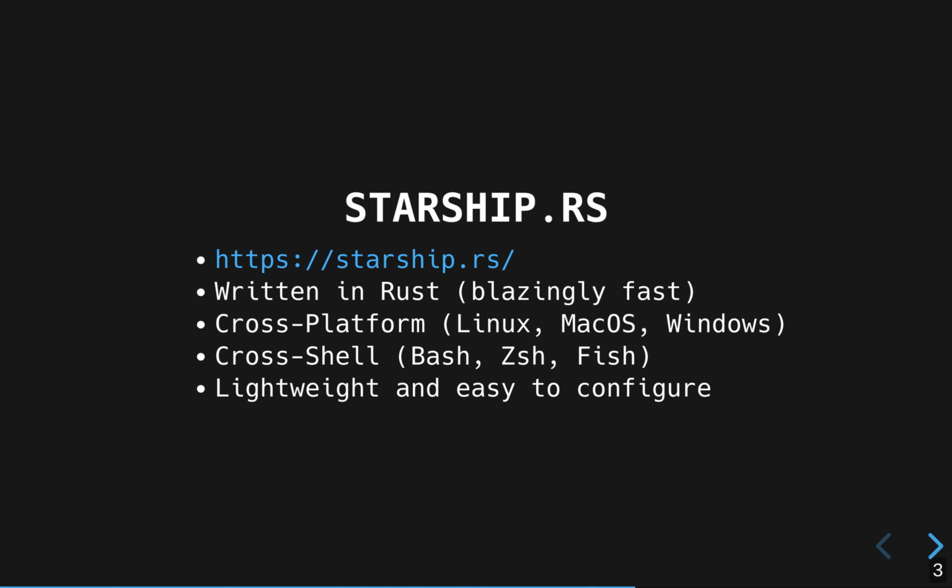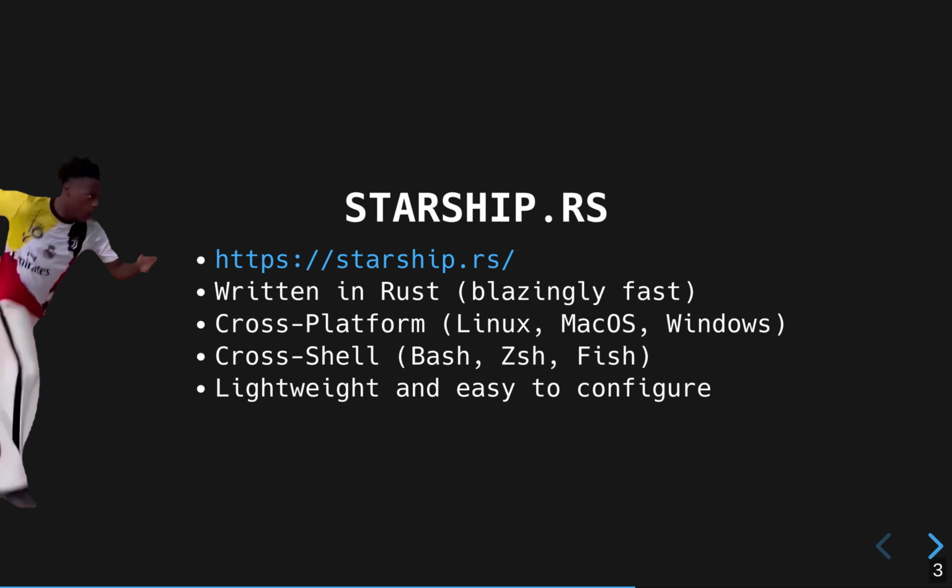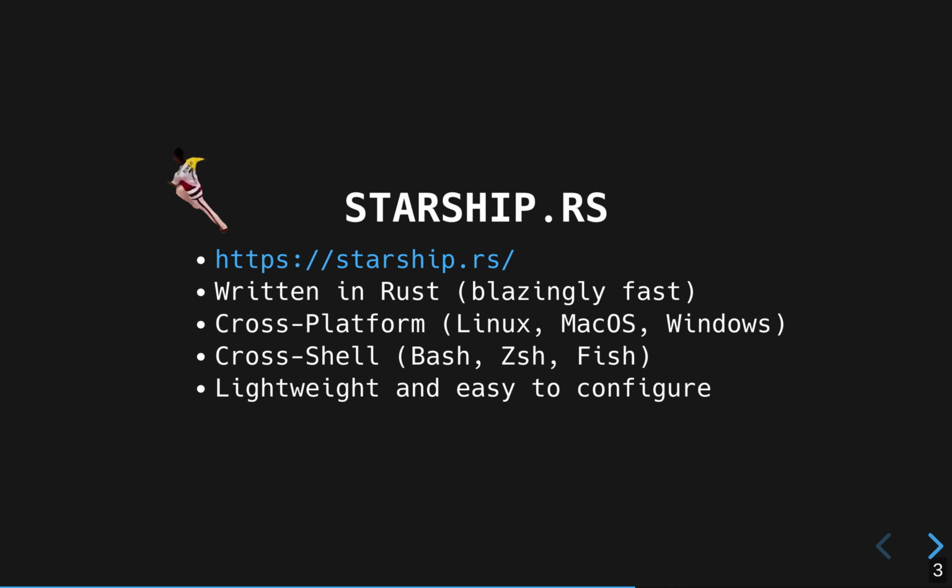We will be using Starship.rs to customize our terminals. I love Starship.rs. It's written in Rust, meaning it's blazingly fast. It's usable on any platform, whether it's Linux, macOS, Windows. You can use it in any shell, whether you like bash, ZSH or fish. And last but not least, it's very lightweight and easy to configure. And there are many options that you can take advantage of.